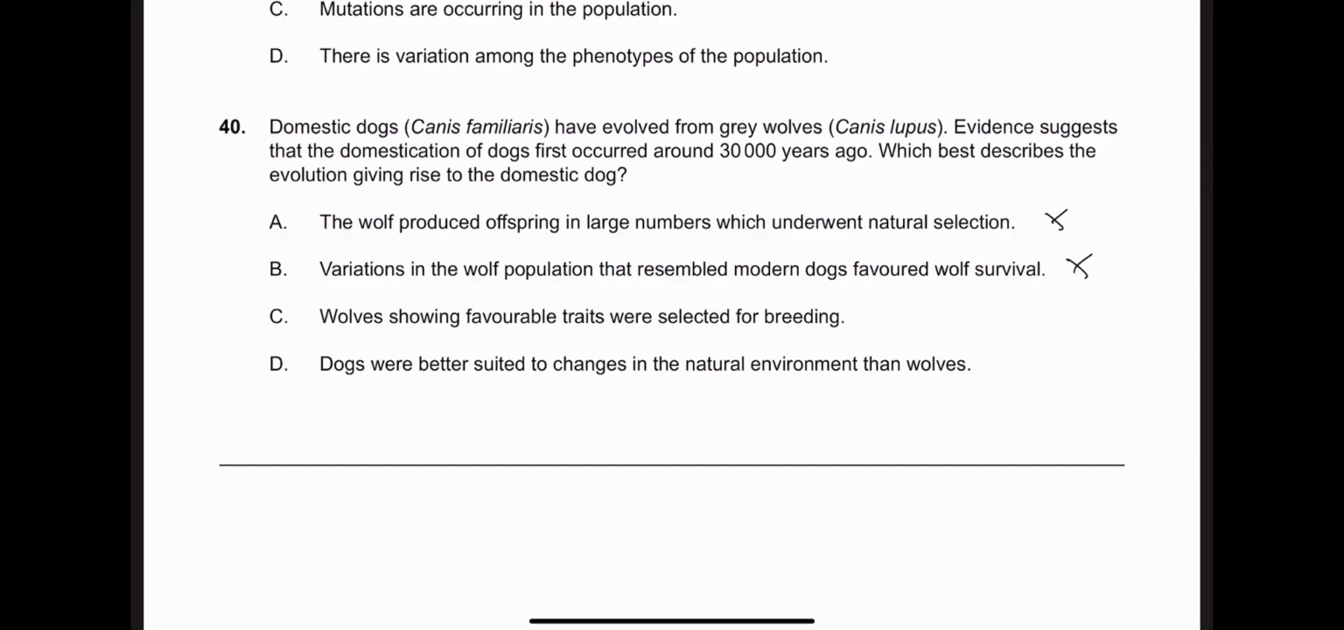Variations in the wolf population that resemble modern dogs favored wolf survival. That's not true, because we still have wolves today that required the specific characteristics of wolves, but dogs were a result of breeding, artificial breeding. That's exactly what C says, actually. Wolves showing favorable traits were selected for breeding. Favorable traits as in herding sheep, or in some instances being cute. That's a favorable trait. So yeah, dogs are better suited to changes in the natural environment. That's not true. So yeah, it's just C. Remember that humans bred domesticated dogs, and that's what gave rise to the domestic dog.